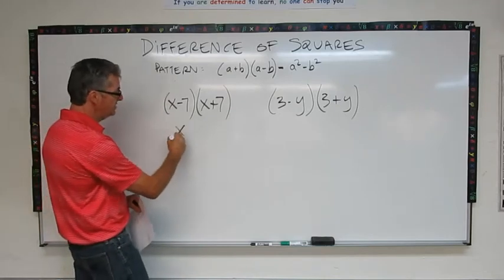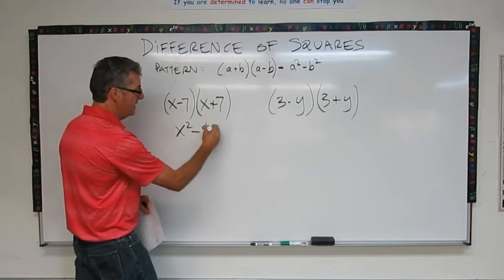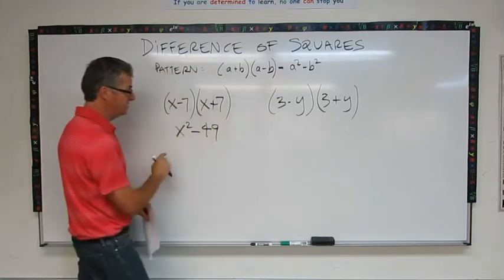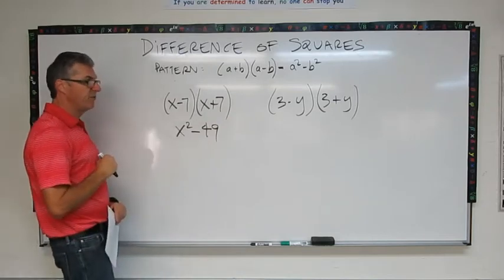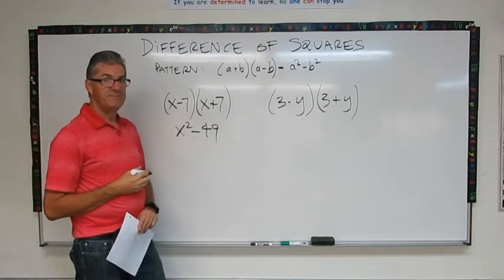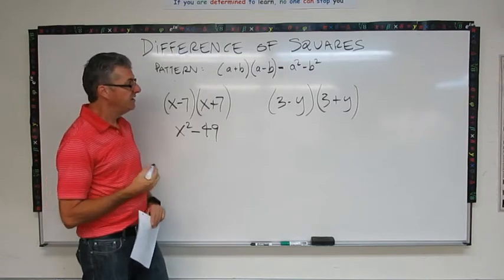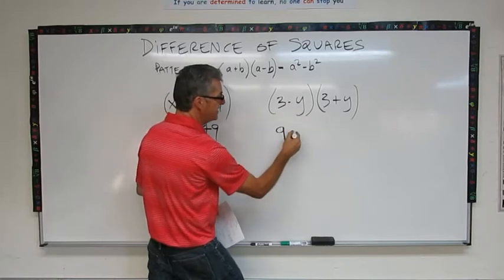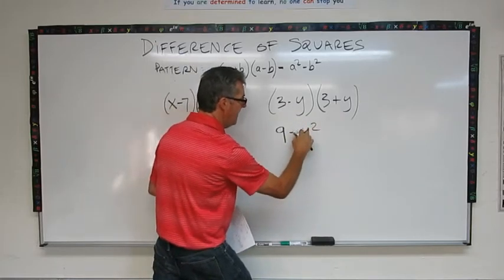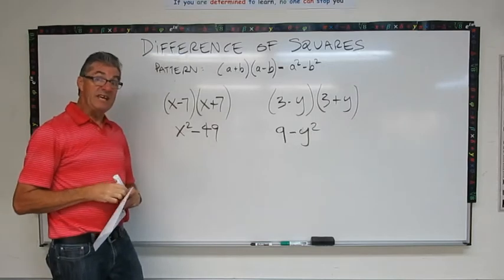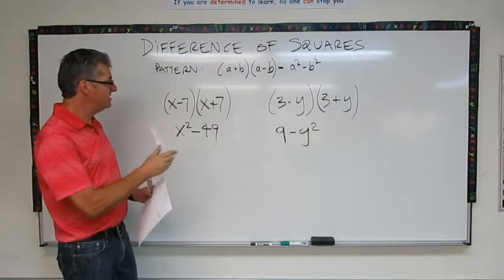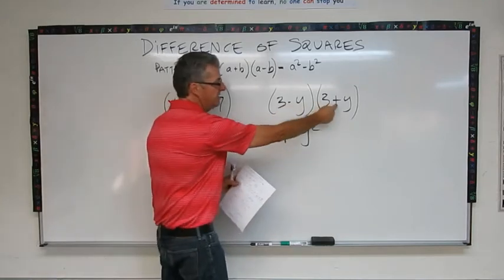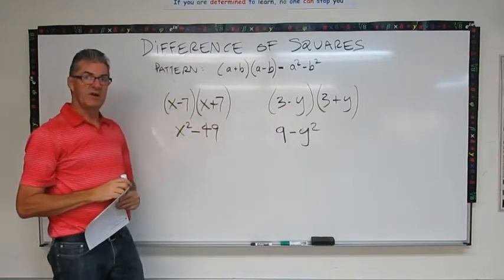This is going to be x squared minus 49. x squared minus this squared. Remember the pattern that we're using. So this is just x squared minus 49. Okay, try that one. Okay, let's see how you did. It's going to be the first thing squared, 9, minus the second thing squared. Like that. Okay? So the key to using this pattern is to recognize that the terms are the same. It's just that one is minus, one is plus, minus plus, or plus minus, and that's how it works.